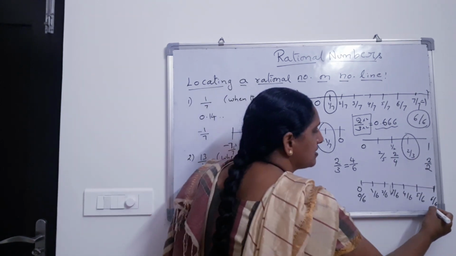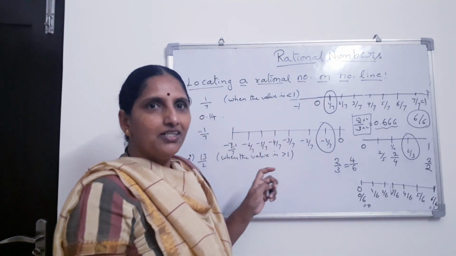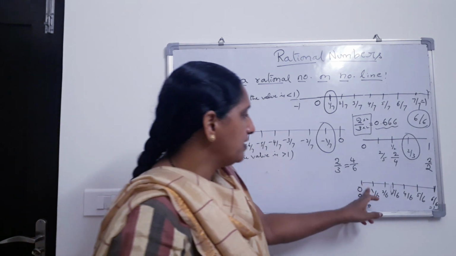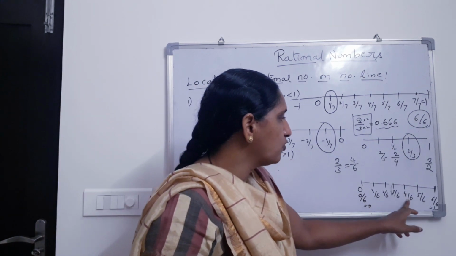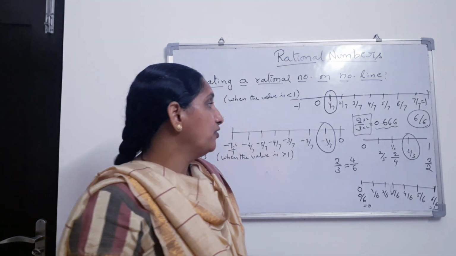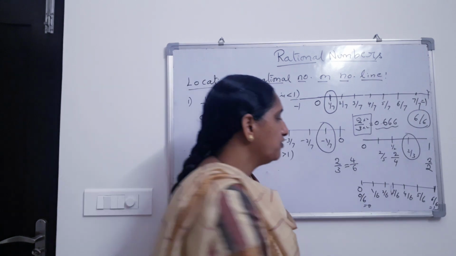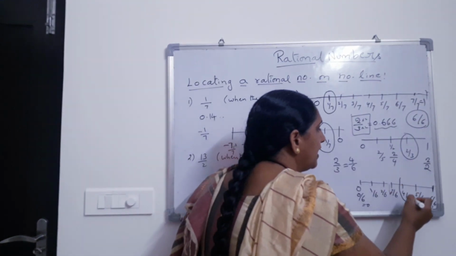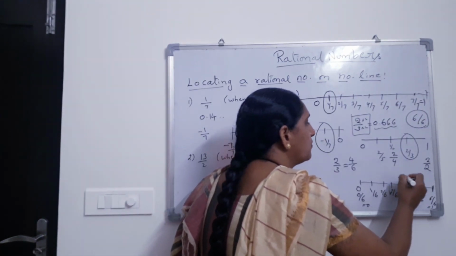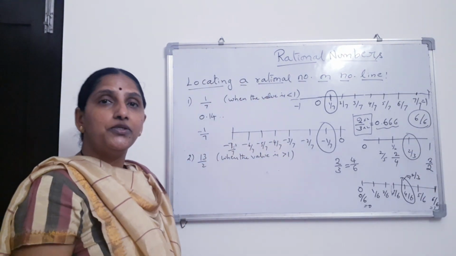What is 6 by 6? It is equal to 1. 0 by 6 is equal to 0. See, the job has become so easy. Now 1 by 6, 2 by 6, 3 by 6, 4 by 6, 5 by 6, 6 by 6. Now you may say, ma'am, but we don't have 2 by 3. What is that? 2 by 3 is equal to 4 by 6. So wherever 4 by 6 is, 2 by 3 is.